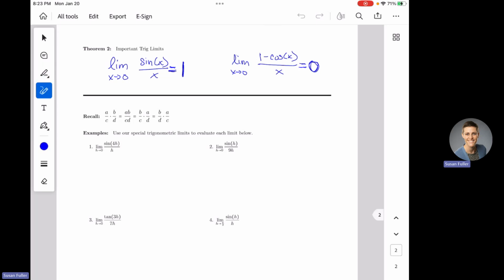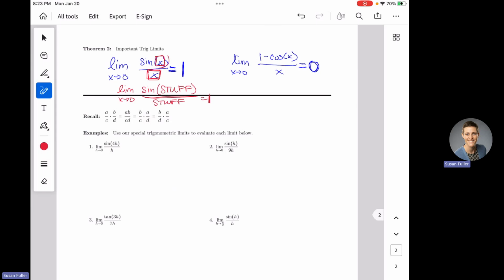And the cool thing about these limits is that it doesn't just work for x. These two things are really placeholders, but to use them, the thing in your sine has to match the thing on the bottom. So really, you can use this and say the limit as x approaches 0 of the sine of any stuff you want over that same stuff equals 1.